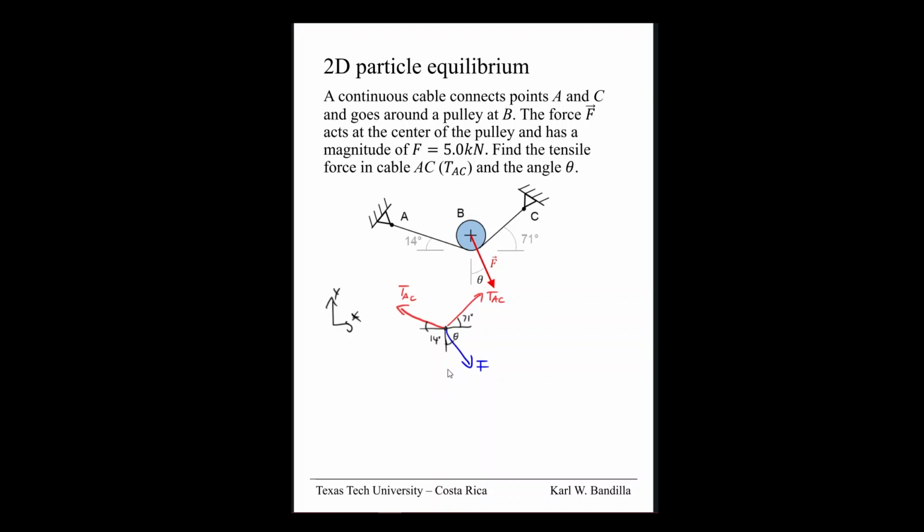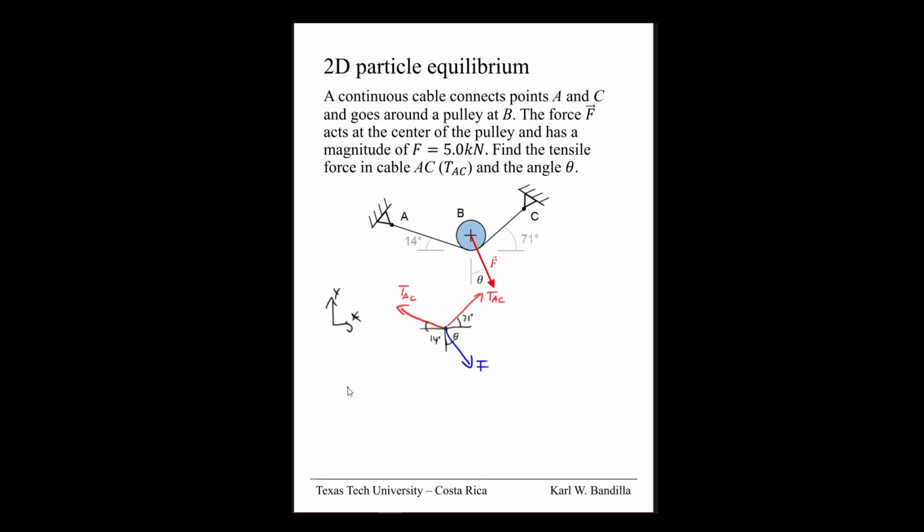We can quickly think about whether we have enough to solve this problem. We have one unknown, which is TAC, and we have another unknown, which is theta. We have a two-dimensional problem, so we have two equations and two unknowns, which means we can solve this. So we can write our equilibrium equations.